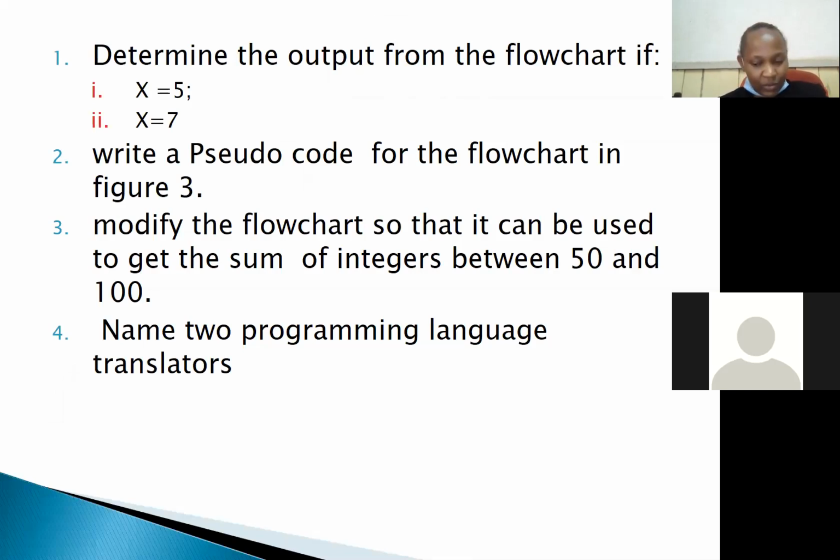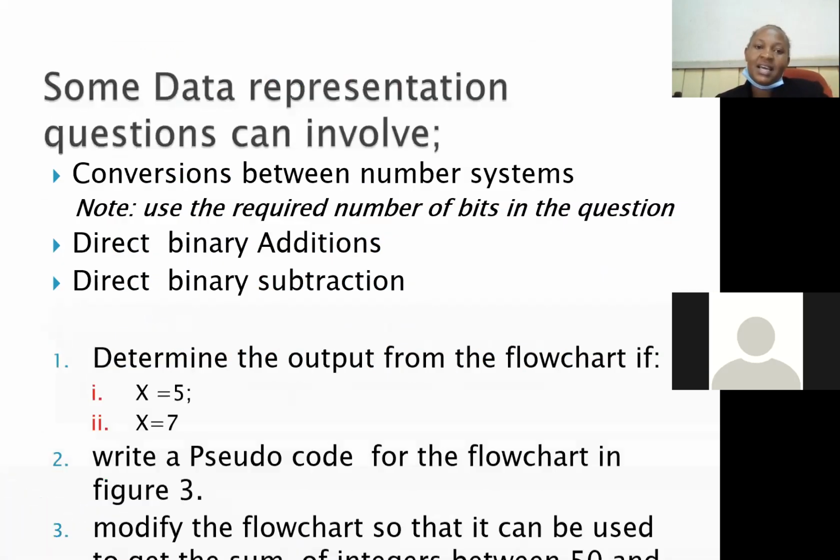Another question that was also tested on that was: name two programming language translators. As I have said earlier, you can be taught a theory in that: naming, giving advantages, stating, explaining, anything on that topic. So you are supposed to be able to answer. For the programming language translators, we have compilers, we have interpreters, and we have also the assemblers. The difference is which language they translate.